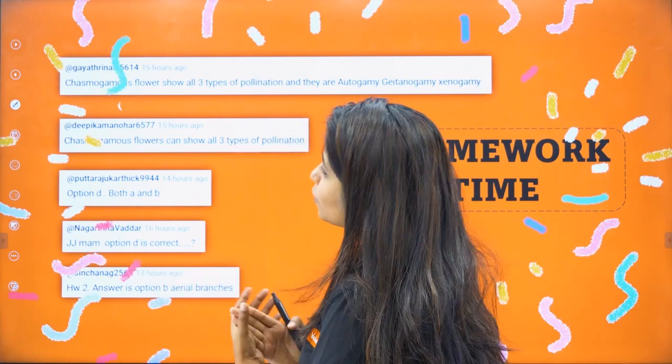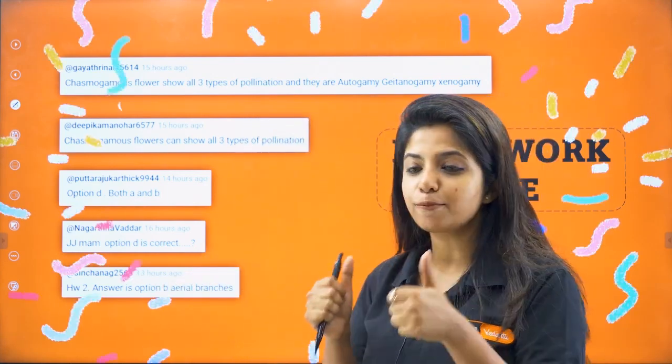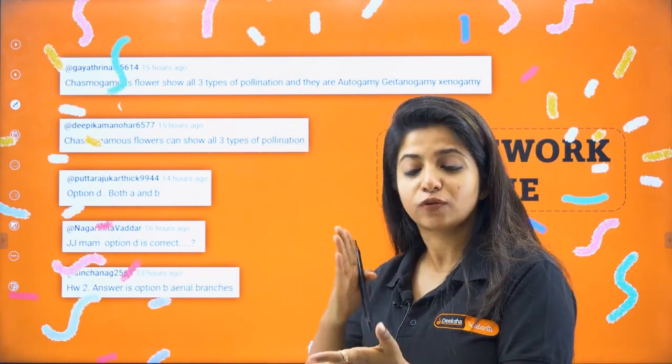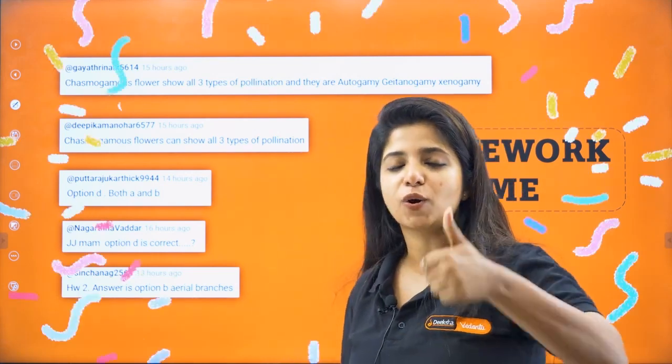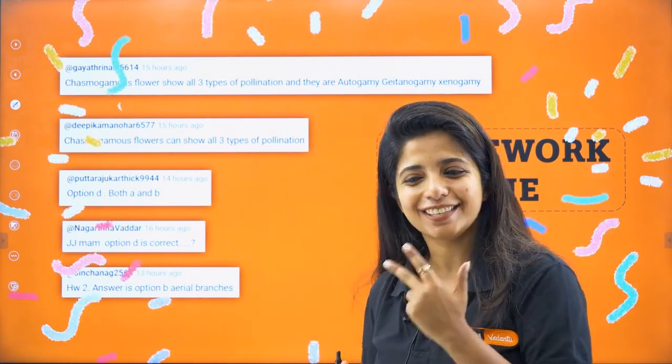So thank you so much Gayatri Nayak and Deepika Manohar. You are absolutely correct with your answers. Chasmogamous flowers show 3 types of pollination, that is autogamy, geitonogamy and xenogamy.